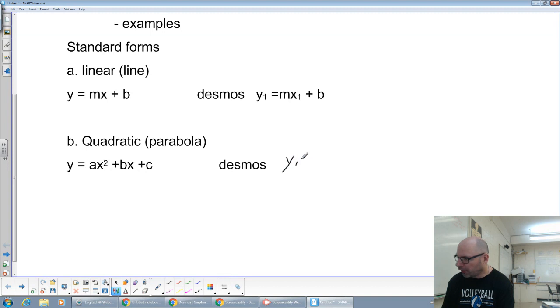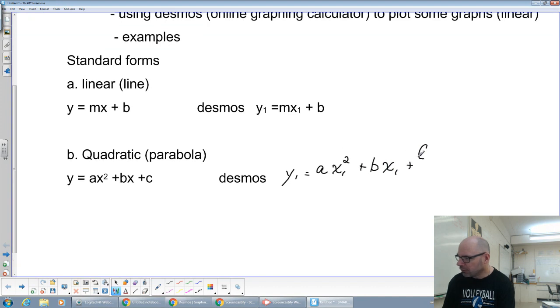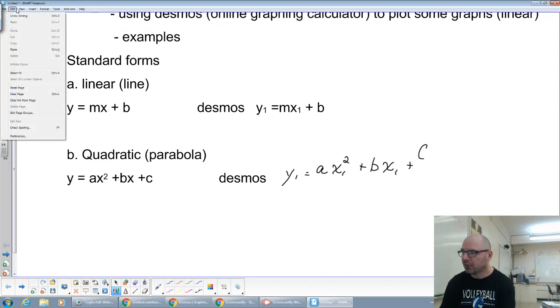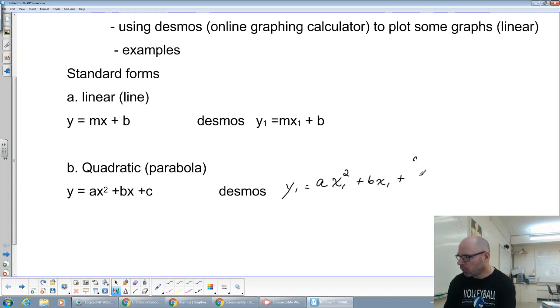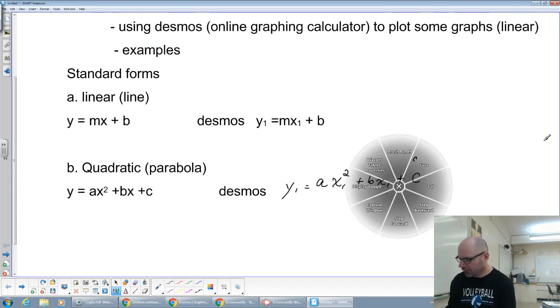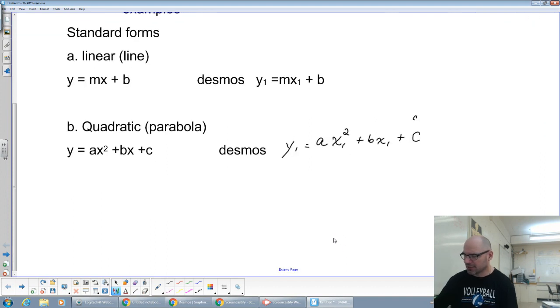So y1 equals a x1 squared plus b x1 plus c. Okay, so that's quadratic.